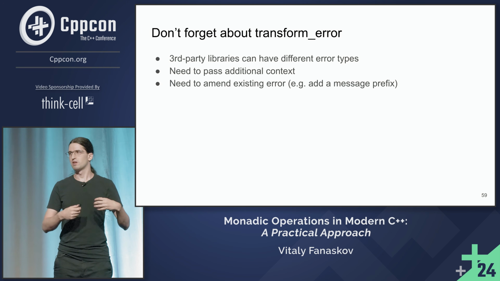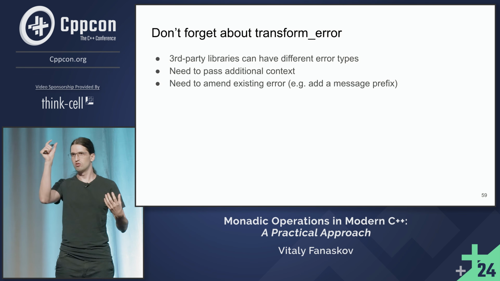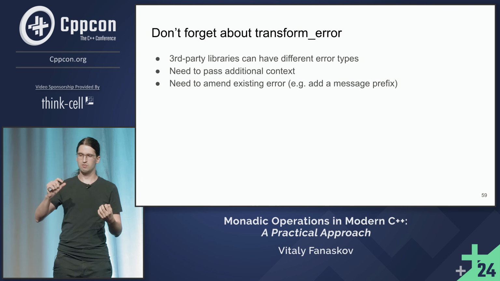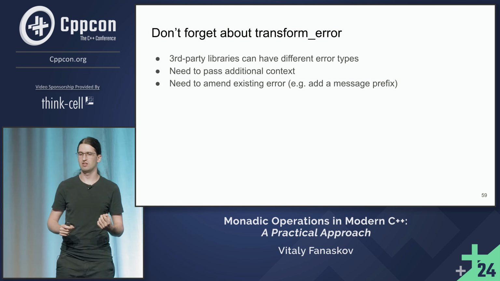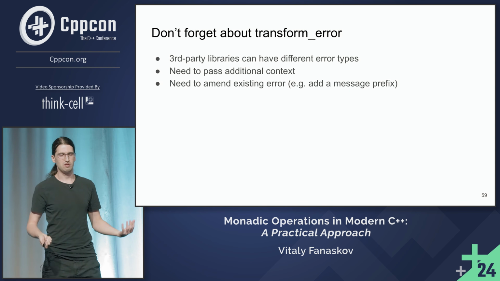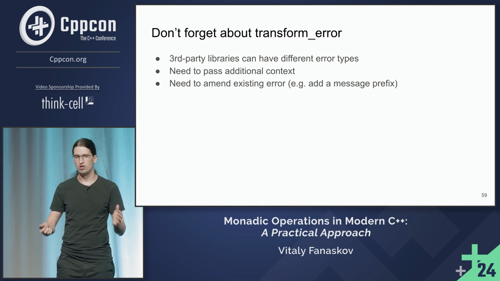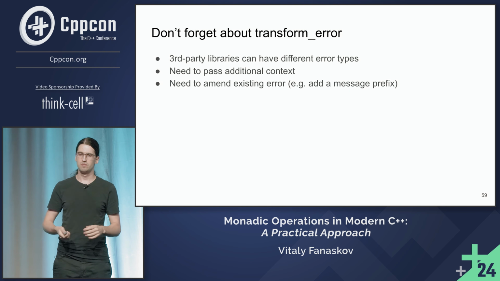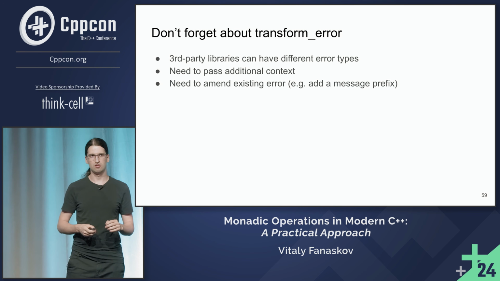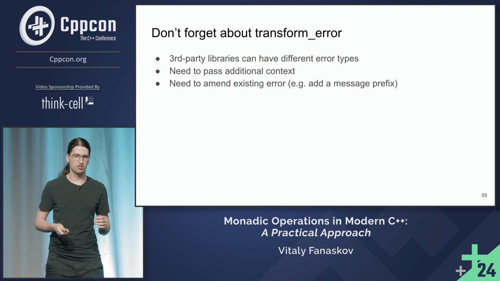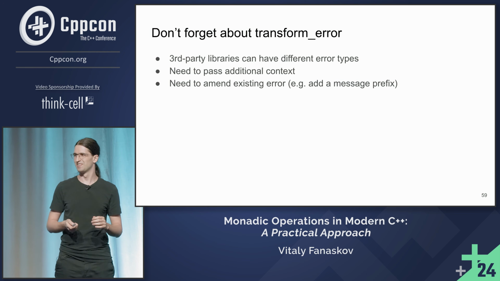Imagine that you need to do some cleanups. You might pass some context to clean up and the expected object as a part of a new error type, and then transform it to the normal one at the end. You might need to amend the existing error, add a prefix, add something else. So transform error is perhaps a super useful function. So do not forget about it, please.